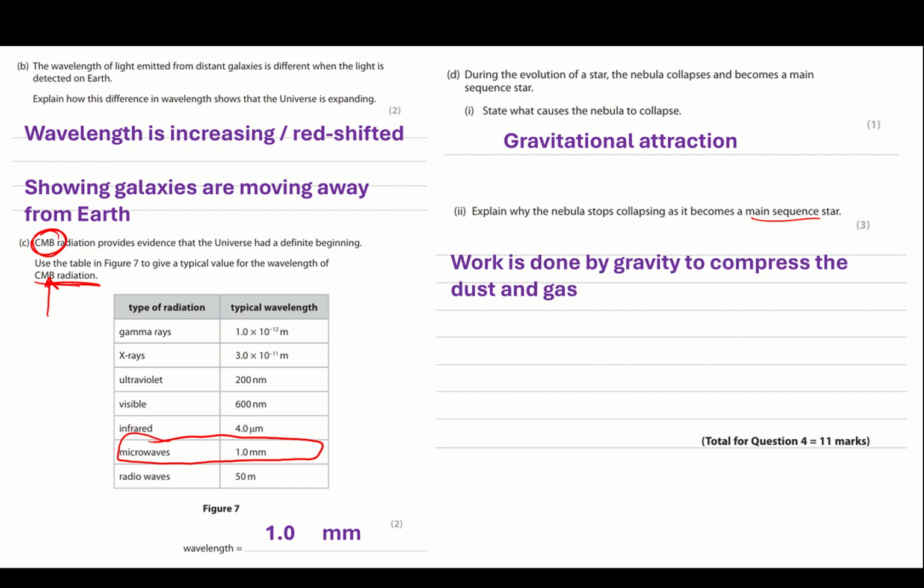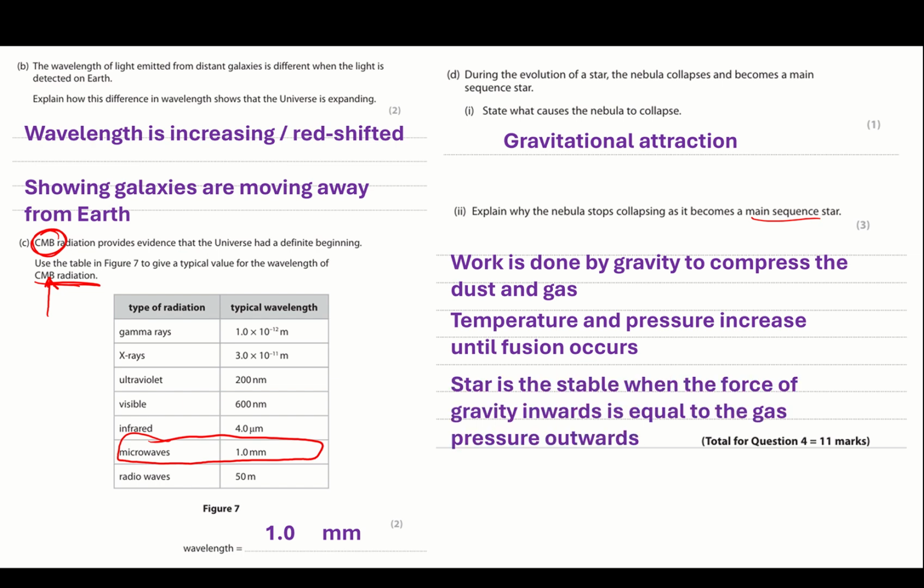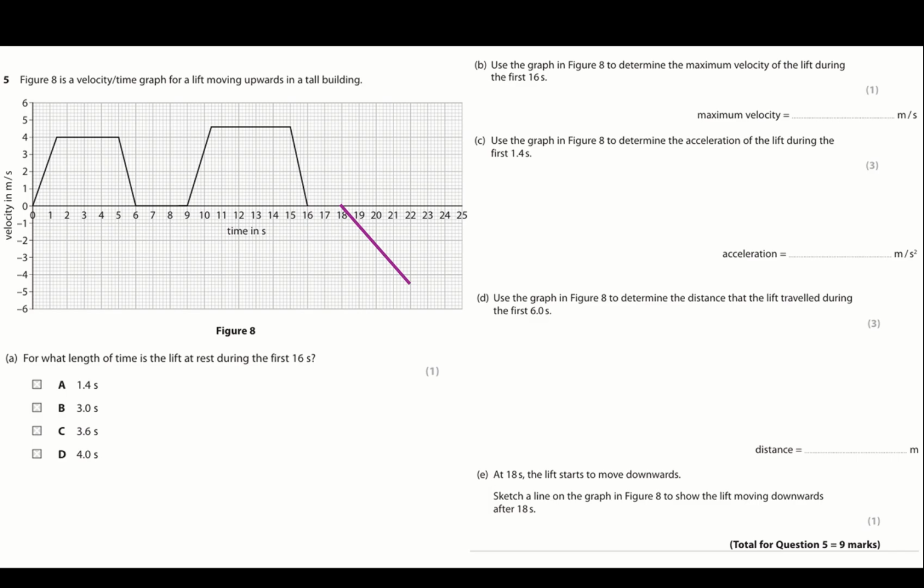So work is done by gravity to compress the dust and gas. Really important sentence, that. Temperature and pressure increase, so fusion takes place of hydrogen, turning it into helium and larger atoms. The star is stable when the force of gravity inwards is equal to the gas pressure outwards. And it's probably that part that people might miss, that you've got to say why it is a main sequence star. So we've talked about why it stops and what a main sequence star is. And that's that.